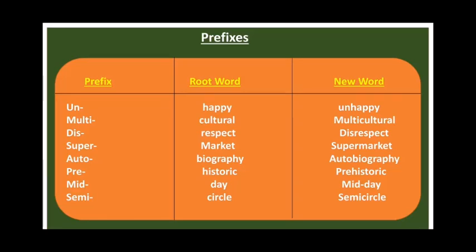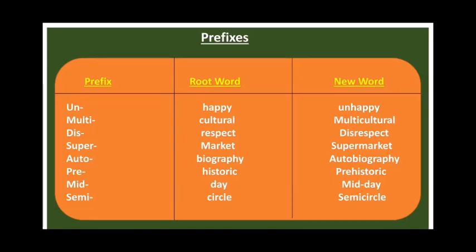So these are a few prefixes. First one is un and the root word is happy. So in between we have the root words. So happy. So when you add un to it, it becomes unhappy. Next we have multi plus cultural, which becomes multicultural. Then dis plus respect, which becomes disrespect.